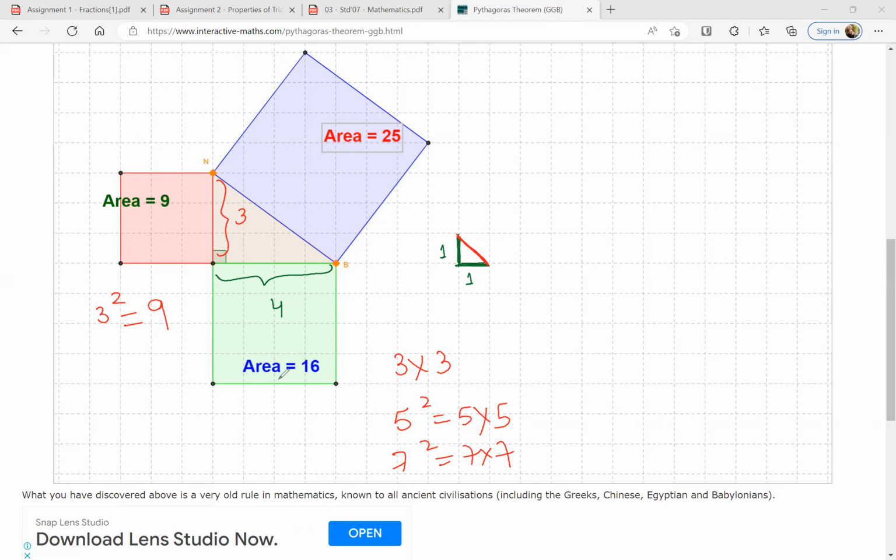Now what this person did, he calculated the area of the blue square. We don't know the side, right? But it turns out that when you add 9 and 16, please add 9 and 16 and tell me what you're getting. 25. Very good.